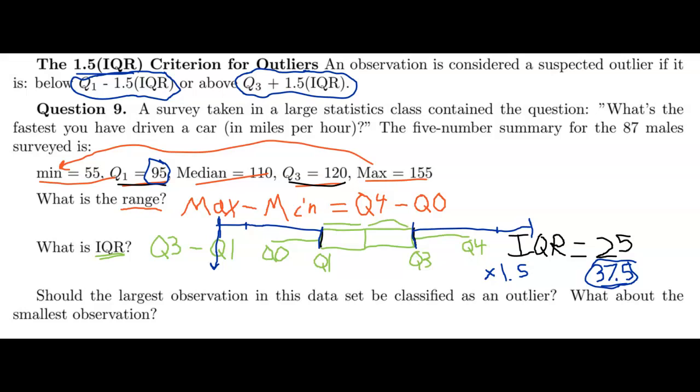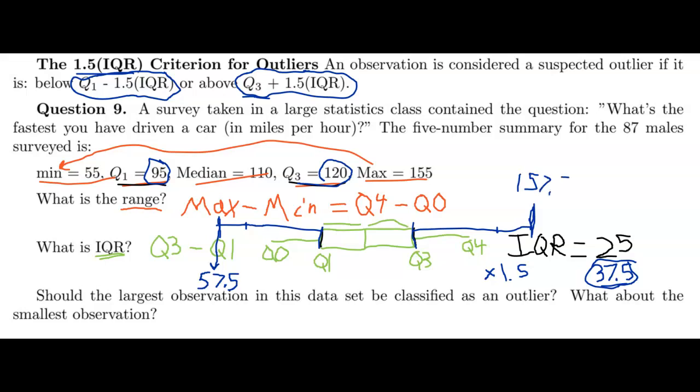That should give you, I believe it's 58, 57.5. Yeah, 57.5. Pull out your calculator. I'm doing it in my head just to go faster, especially when there's decimals involved. And then we have to do this one also. What's that upper range? Well, that's Q3 plus the 1.5 IQR. Q3 we know is 120. So we add 37.5 to 120 and we get 157.5.